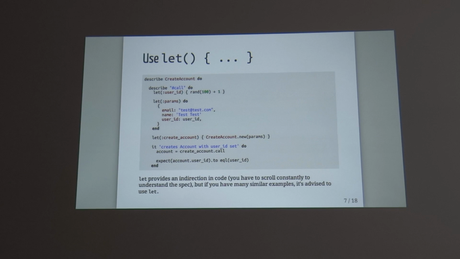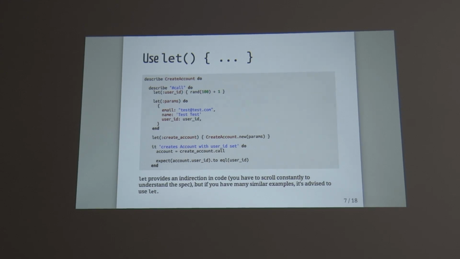So here I'm using let user ID. It's a random string there. I'm defining also some params. So it will basically create a method called params. It will create a method called user ID, but this method will be executed only when there's a call to that method in the actual spec. So when we have the spec, it creates account with user ID set, and when we say account equals create account dot call, we have that it's, guess what, a service object. Create account dot new params, right?